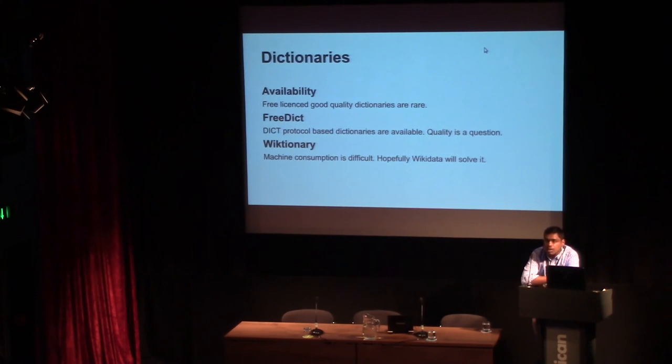Dictionaries are another challenge. We have Wiktionary as a project, but its data is not machine consumable to use as an API. We are using dictionary files as JSON files, or we also have a backend to use the DICT protocol, the FreeDict protocol based dictionary. But the quality of these dictionaries varies a lot. For some languages it will be easy and of very good quality. Sometimes it's very bad.